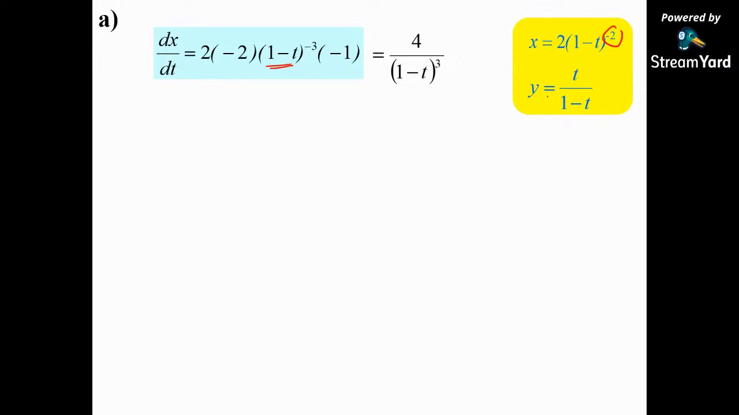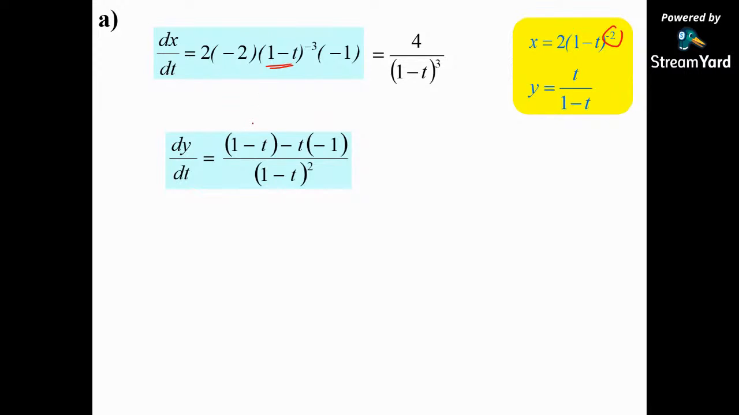But for y, we need to be extra careful because we have a fraction over here and then we have a t in our numerator as well as a t in our denominator. Therefore, we're going to use some chain rule for this. Oh, no, not chain rule, quotient rule. The quotient rule for this. Okay, so we're going to use the quotient rule.